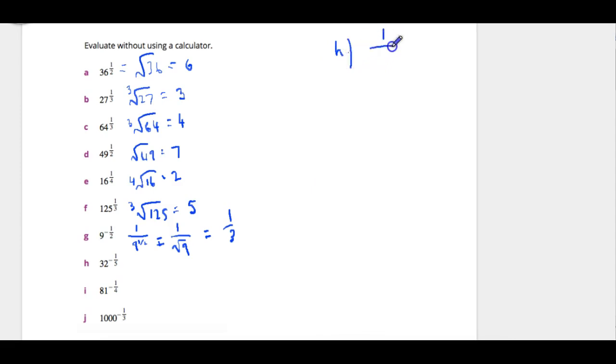1 over 32 to the power of 1/5. So it's 1 over the 5th root of 32, which is 2. So it's a half. It's amazing. Who would have thought that was a half?